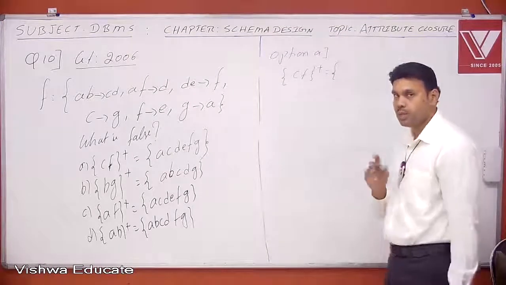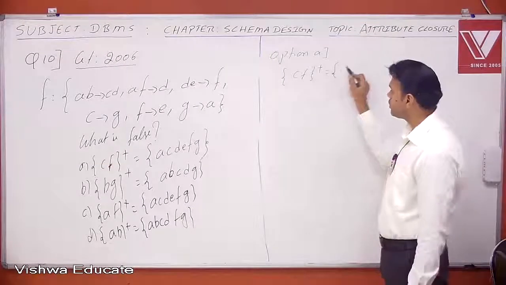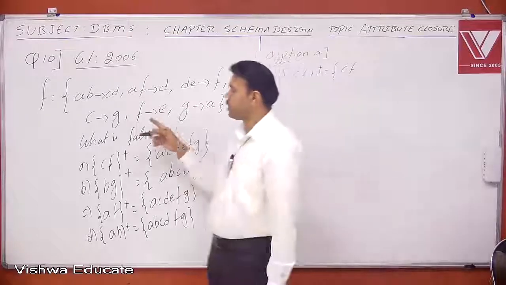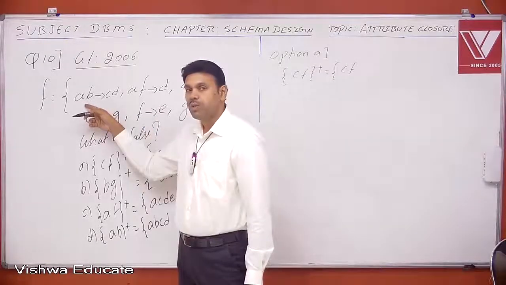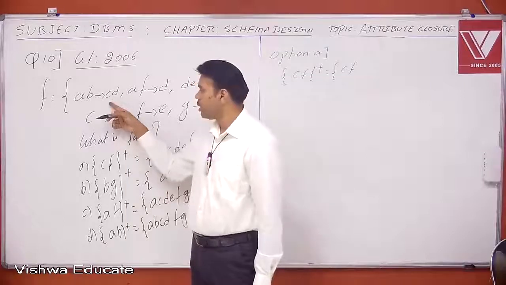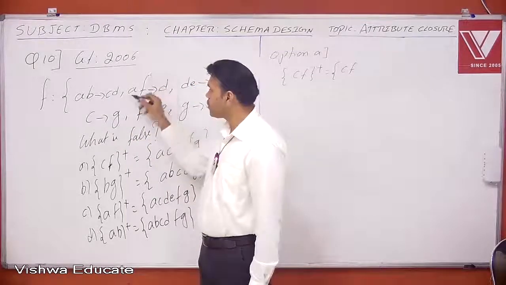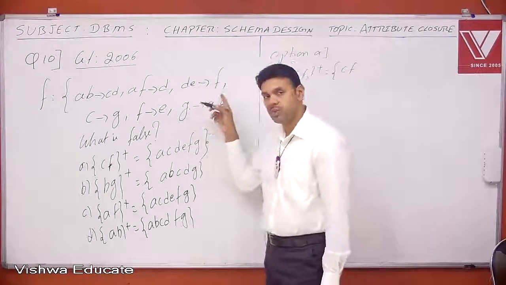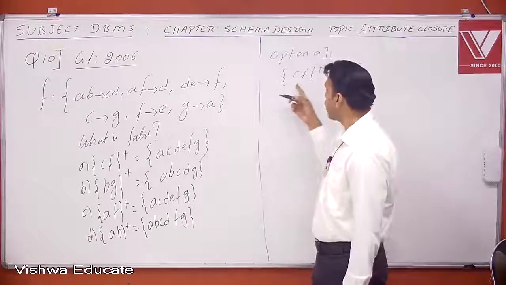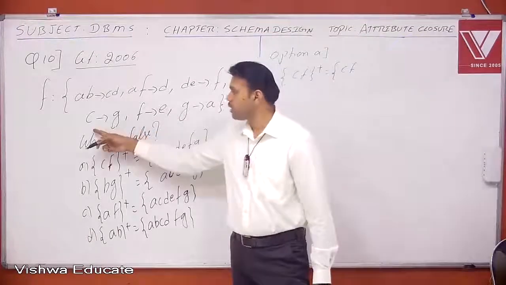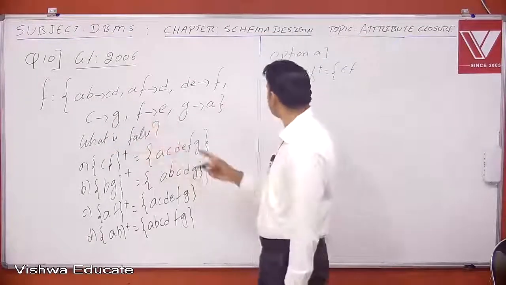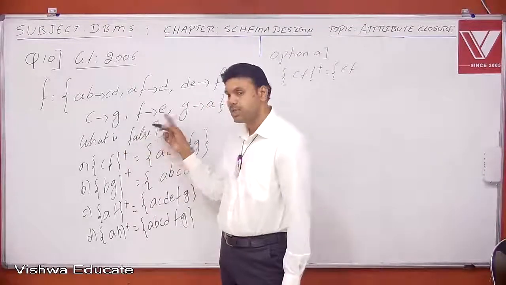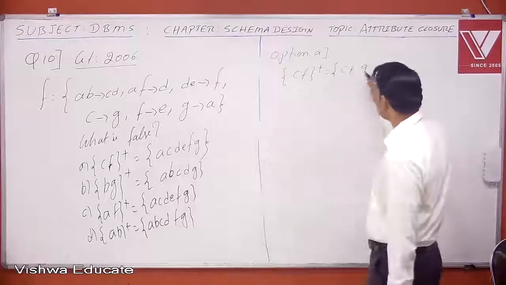What is there with you? Tell me. C and F is with us. Now match. I do not have AB combination to write CD. I do not have AF combination to write D. I do not have DE combination to get F. I have C combination and I have F combination. So C will derive G, F will derive E. So I can get them.